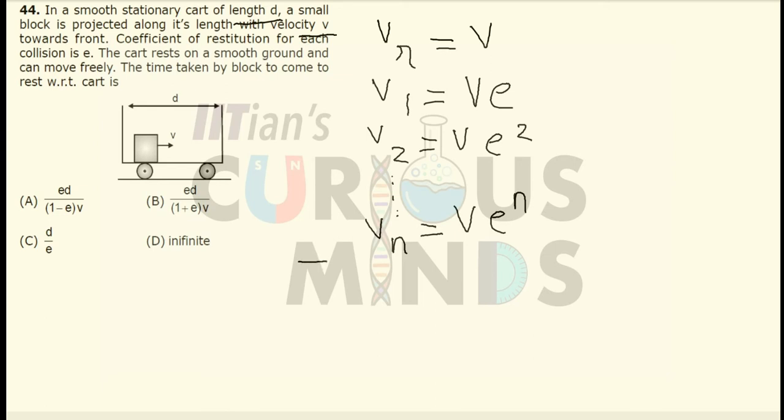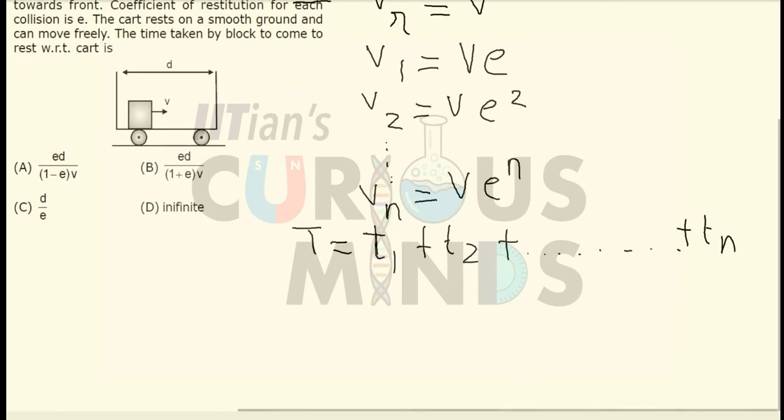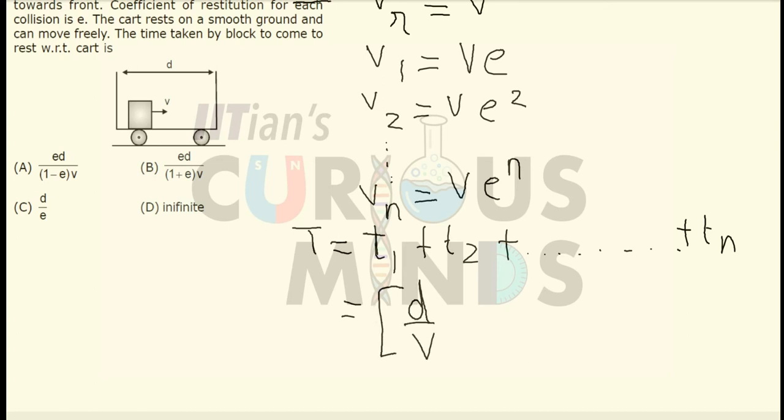We have to calculate the time. The time taken will be equal to the time taken for the first collision, plus the time taken for the second collision, plus the third collision, and so on up to the nth collision. Time is distance upon speed, so for the first it will be d divided by v, for the second d divided by v into e, for the third d divided by v into e square, and so on.